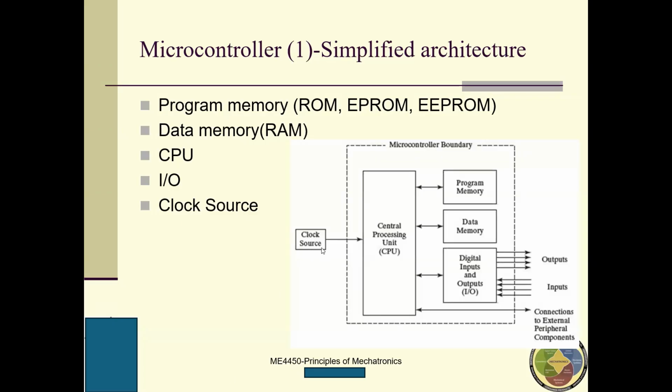So these are the clock source, central processing unit (CPU), program memory, data memory, and digital input and output. The outputs are used to control some actuators. The inputs are used to get information from our environment. These are connections to the external peripheral components. So this is a simpler version of a microcontroller.